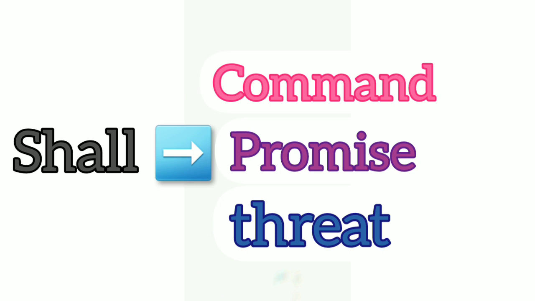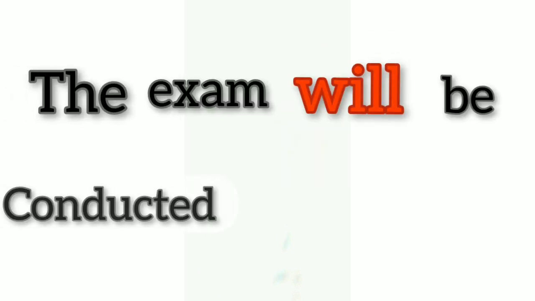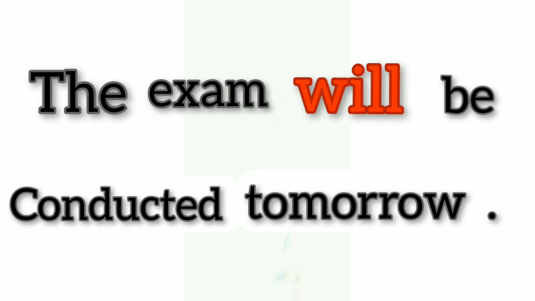Now let's look at will. Will, of course, is used with all persons, as I told you earlier. Will shows definiteness. If you are sure of something, if you want to express certainty of something, you use will. Here's an example. The exam will be conducted tomorrow. Here in this case, we don't use the exam shall be conducted.